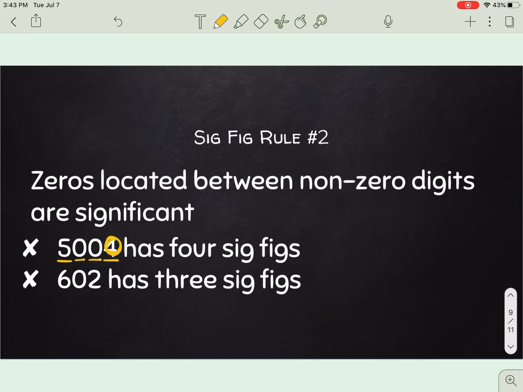They're like, oh, it's about 5,000 feet away. Or we live about 5,000 miles from Europe. But it's not an exact measurement. By putting that 4 on the end, that shows that that measurement is more exact. It's like, no, we live exactly 5,004 miles from Europe. 602, same thing. The 6 and the 2 are significant, and the 0 is also because it's between them.